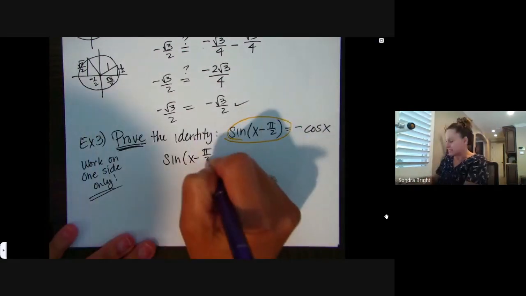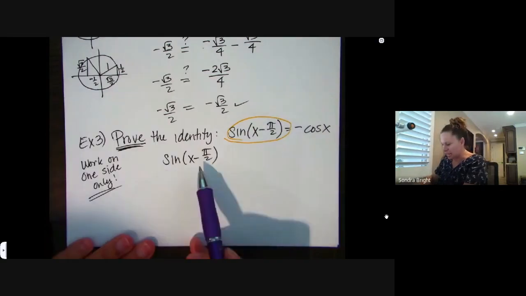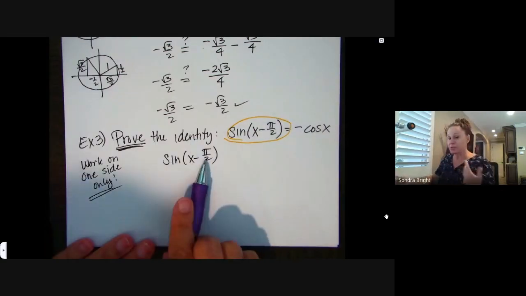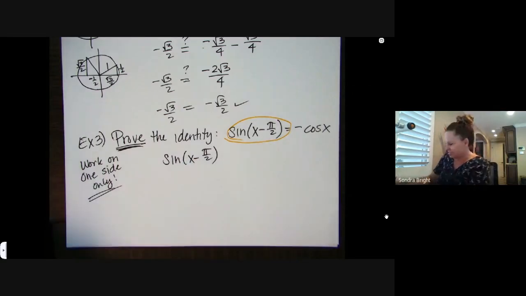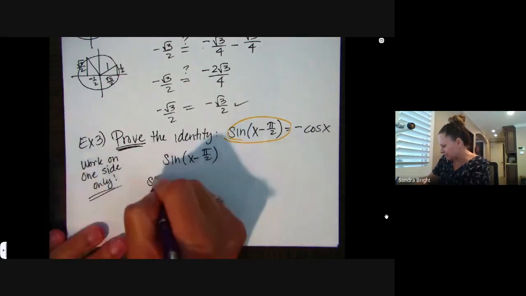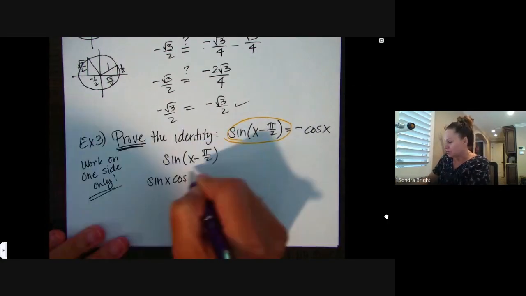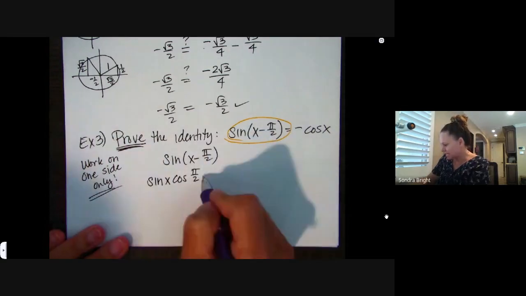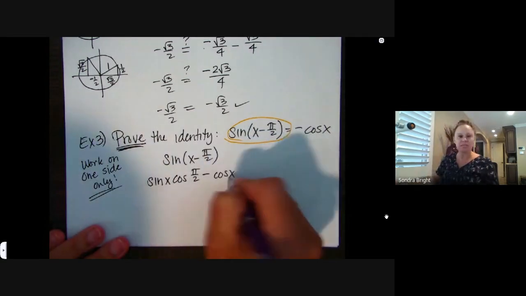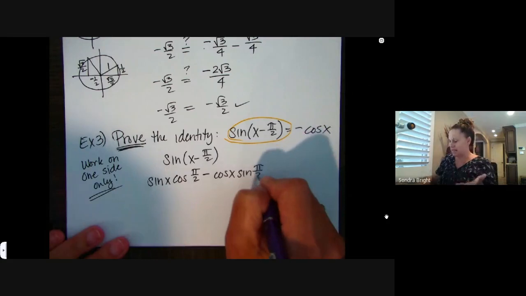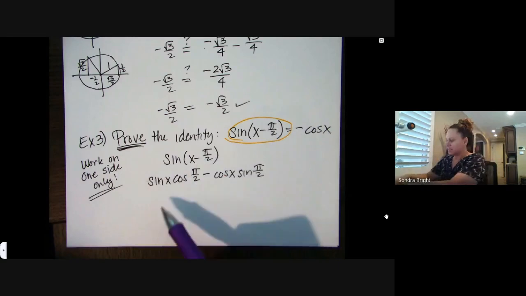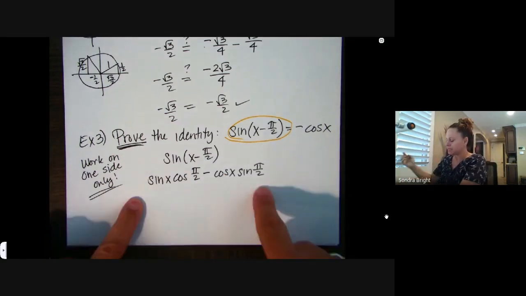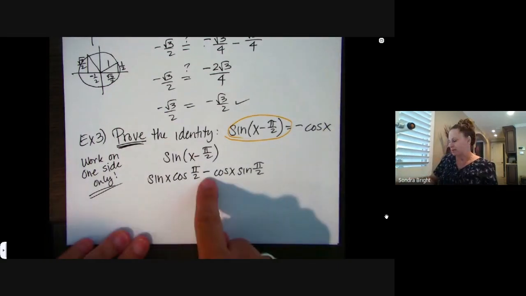I have an identity. x is an angle, pi over 2 is an angle. This is the a minus b. So I make a sine, cosine, same sign, sandwich. Sine of the first times cosine of the second, same sign, cosine of the first, sine of the second. I'm using the composite angle identity there. Sine's on the outside, cosine's in the middle, same sign. Okay, how does that help me?